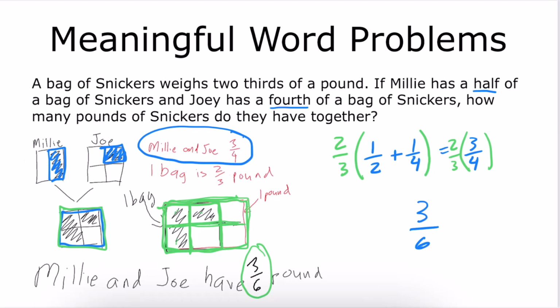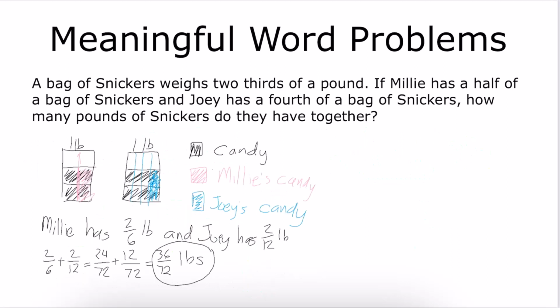So the way this student calculated this can be represented with this expression here, because they first added the 2 bags together to figure out how much of a bag of Snickers they had together, and then they multiplied by 2/3 because each bag is only 2/3 of a pound, so they needed to figure out how many pounds of Snickers they had together. So this is one way that a student might solve this problem. Here's another example of how a student might solve this.